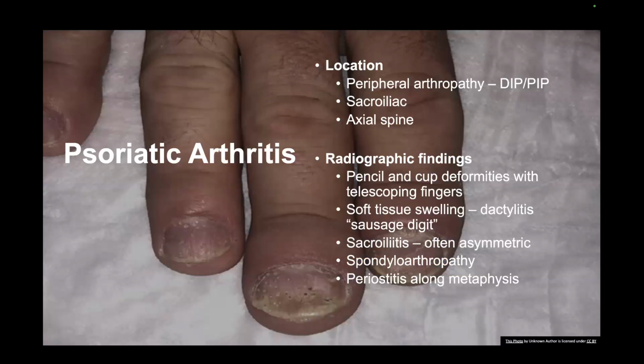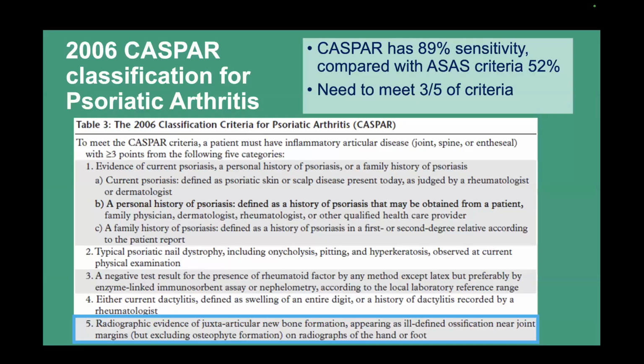And then you get some classic radiographic findings, which you're really going to try and hunt for on your radiographs. Is there a feature of dactylitis? Is there periostitis? And then the more advanced changes, which usually imply that the pathology has been there a while, such as the telescoping deformity of a pencil-in-cup appearance of arthritis mutilans.